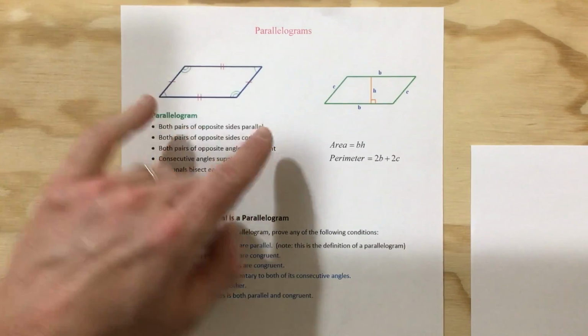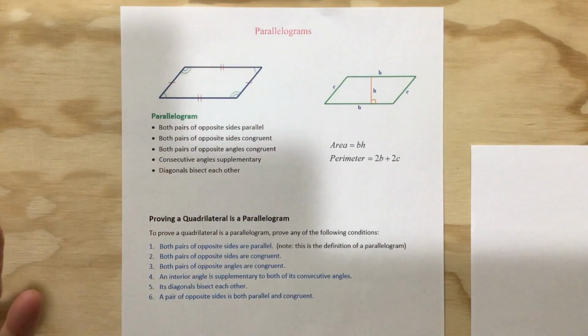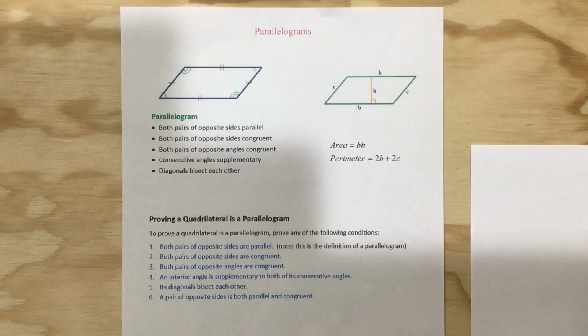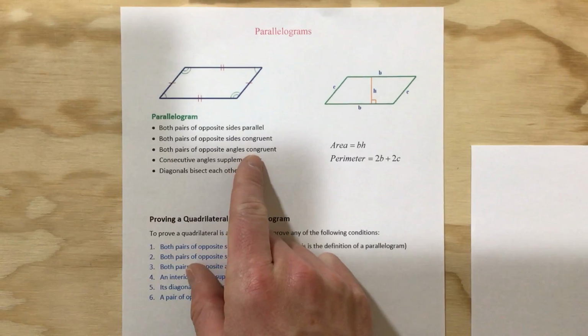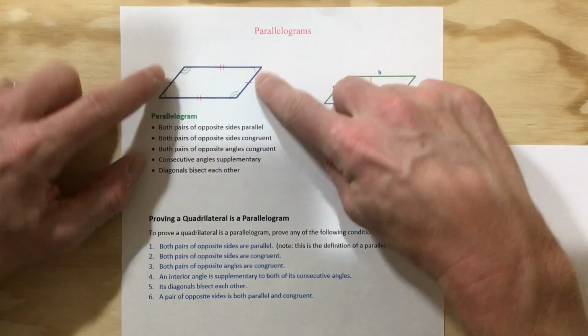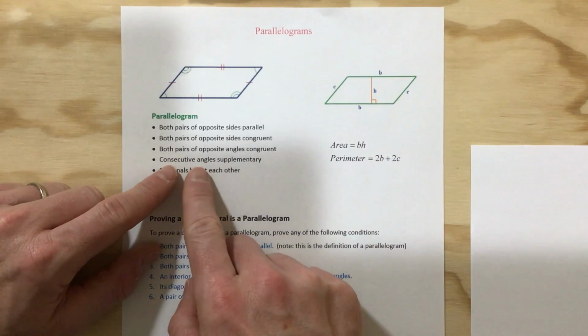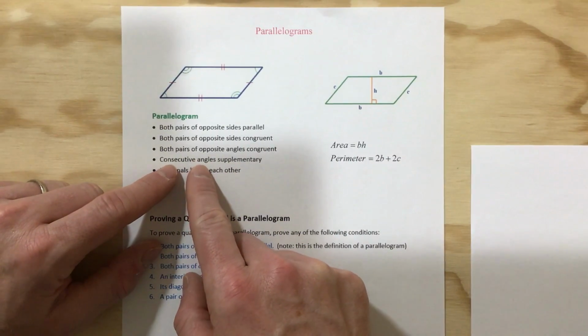Opposite sides are congruent, opposite sides are congruent, like in a kite, consecutive sides will be congruent. Both pairs of opposite angles are congruent. So these angles and these angles. And then consecutive angles are supplementary, meaning all consecutive angles, not just one pair or two pair.